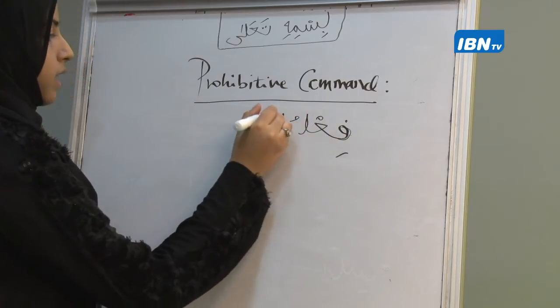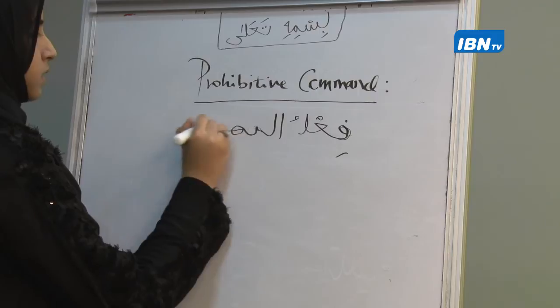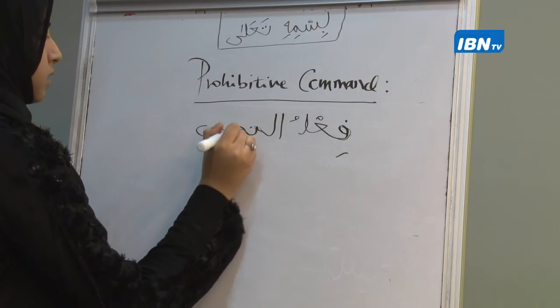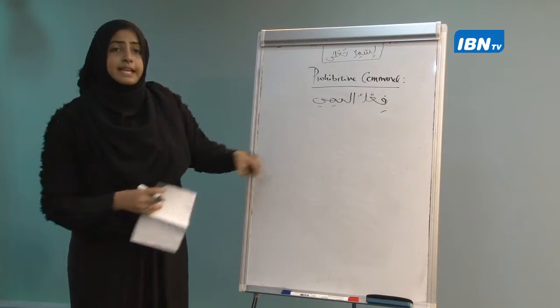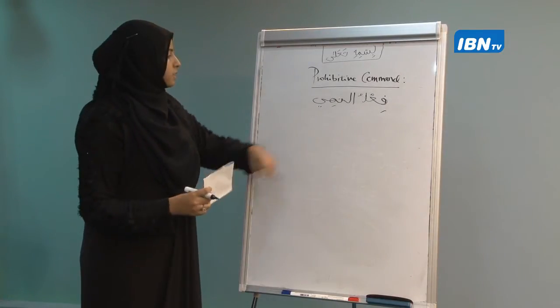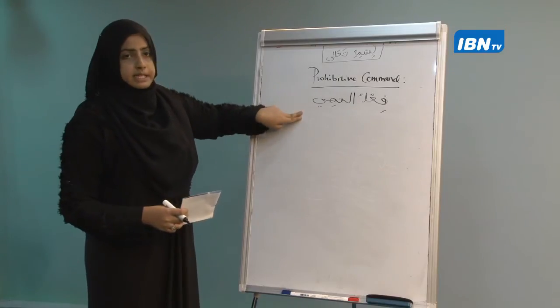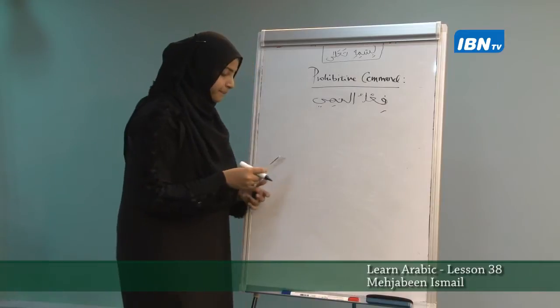So we have fi'lul nahi. We know we say nahi anil munkar, to forbid someone from doing bad. So we have fi'lul nahi, to prohibit someone. So that is fi'lul nahi.